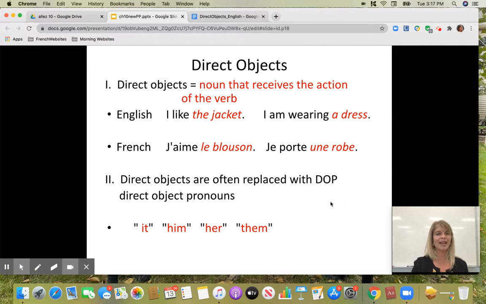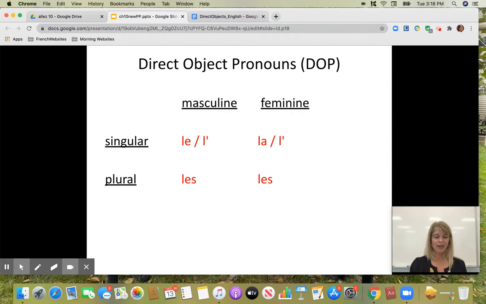Next, direct objects are often replaced with DOP, which is short for direct object pronouns. In English, we say it, him, her, or them. If at any point I go too fast, just pause the video. Okay, what are our direct object pronouns in French? In English, it's it, him, her, or them.